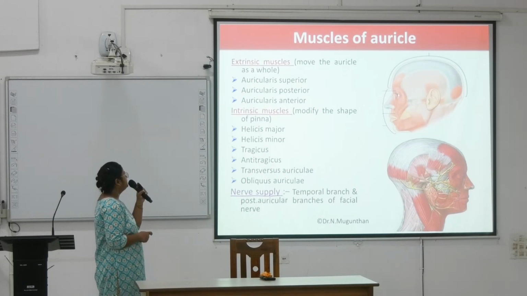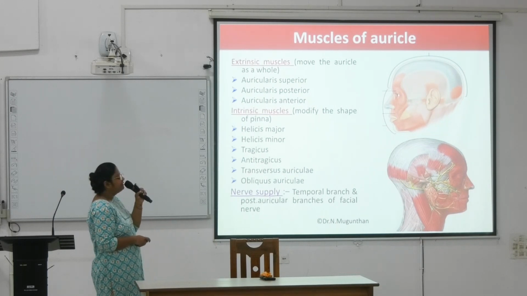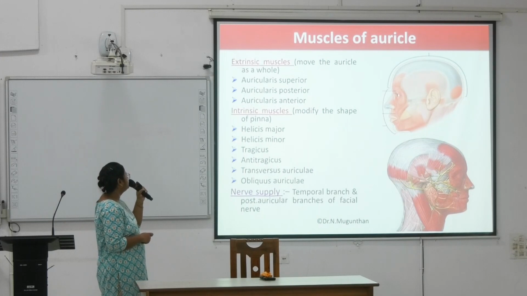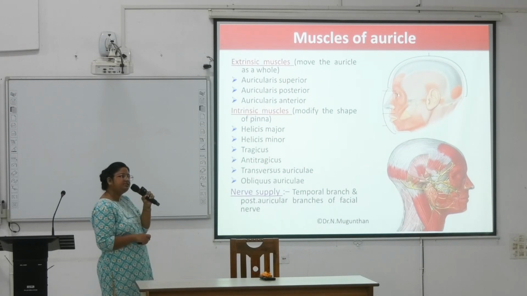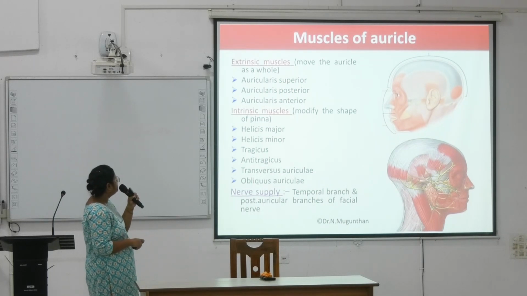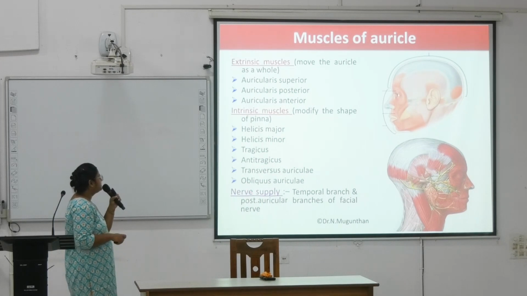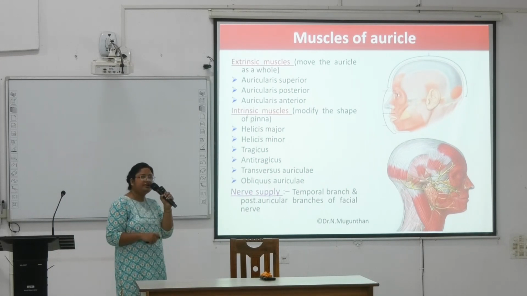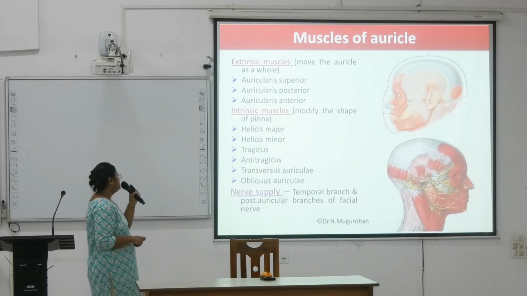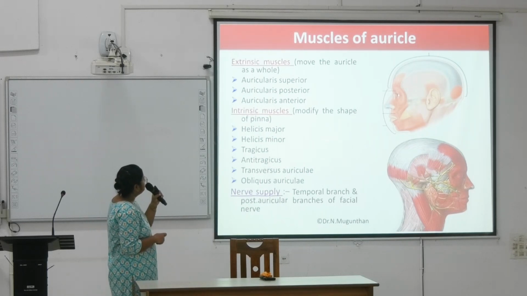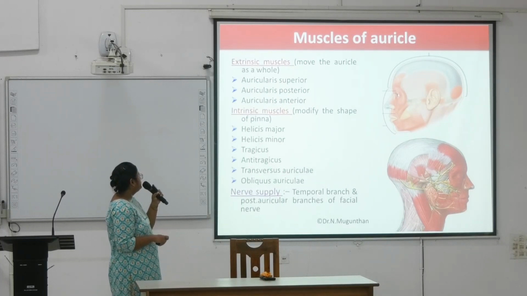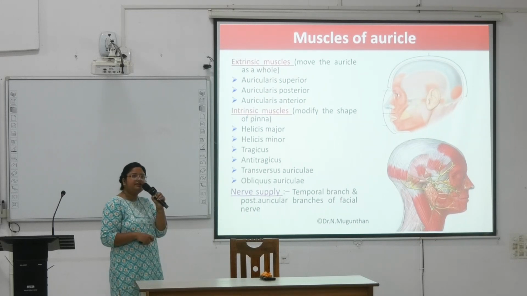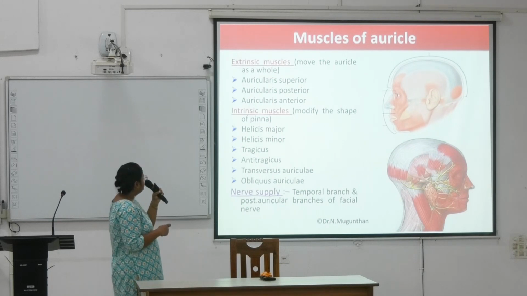Intrinsic muscles modify the shape of the pinna. Okay, within the pinna lie these intrinsic muscles. These are helicis major, helicis minor, tragicus, antitragicus, transversus auriculi, obliquus auriculi. These are the intrinsic muscles of the auricle or pinna. Now they help in modifying the shape of the pinna. Now the nerve supply of these muscles is the temporal branch and posterior auricular branches of the facial nerve. So this is the nerve supply of these different muscles.